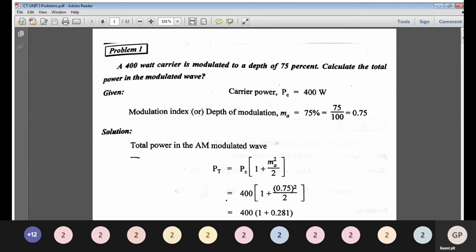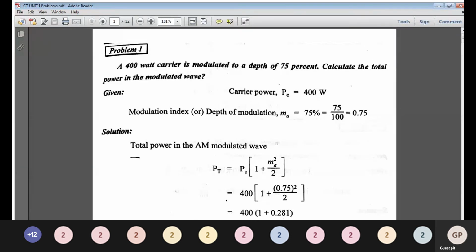The problems are only simple substitutions. So take the first problem. All of you see the problem. A 400 watt carrier is modulated to a depth of 75%. Calculate the total power in the modulated wave.